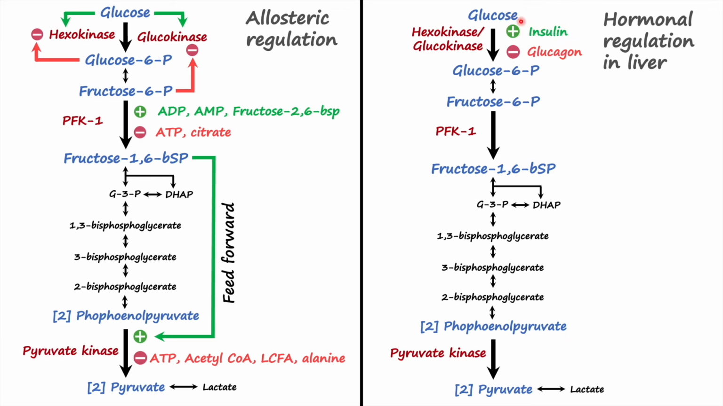Now let's talk about the hormonal regulation, which is very straightforward. Insulin activates hexokinase and glucokinase enzyme, whereas glucagon, which increases in the presence of low blood glucose level, inhibits the hexokinase and glucokinase enzyme. Similarly, insulin activates PFK1 enzyme, whereas glucagon inhibits PFK1 enzyme. And also insulin activates pyruvate kinase enzyme, and glucagon inhibits pyruvate kinase enzyme in the liver.